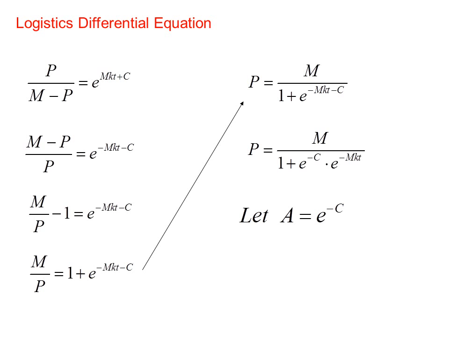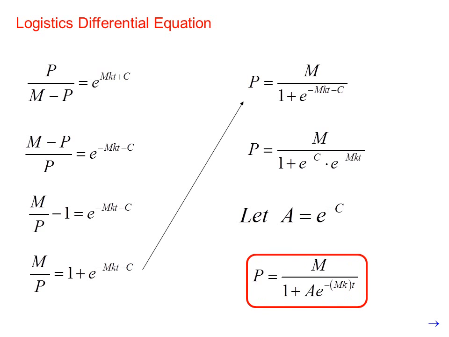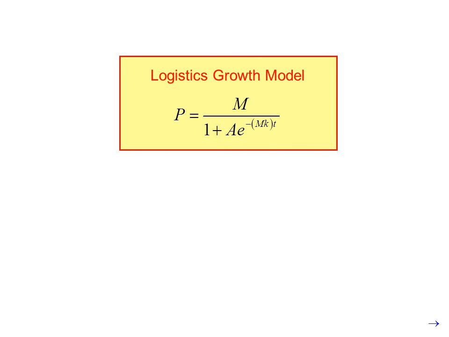Now since e is a constant and C is a constant, we can relabel this constant. We'll let A equal e to the negative C, and that gives us P equals M over 1 plus Ae to the negative Mkt. This is the logistic growth model. P equals M over 1 plus Ae to the negative Mkt.